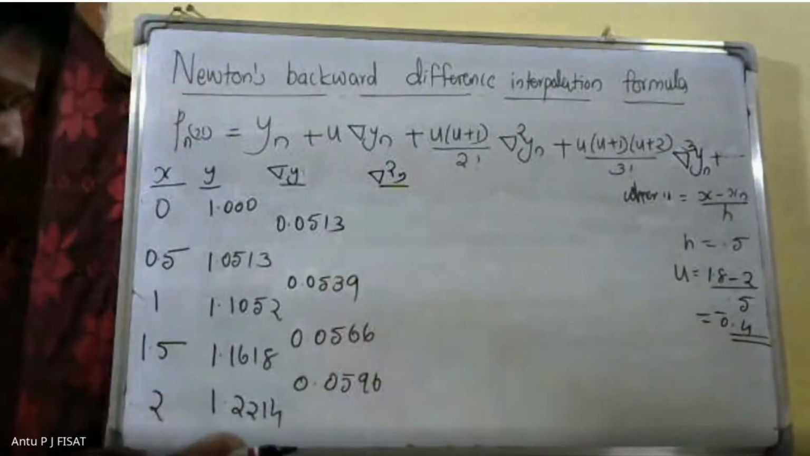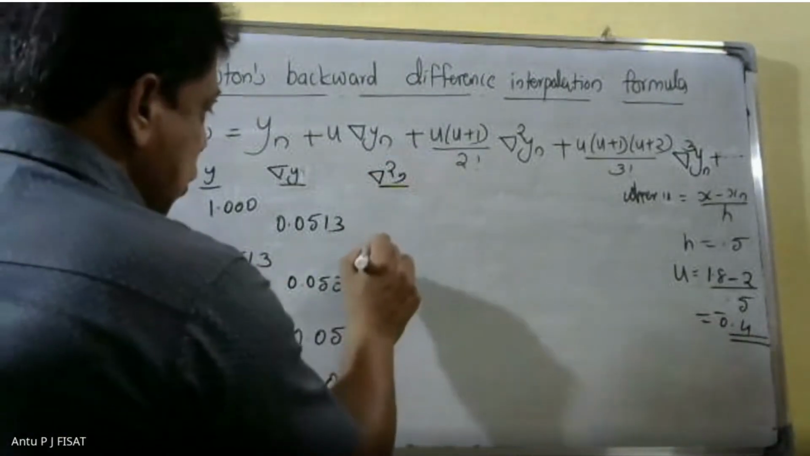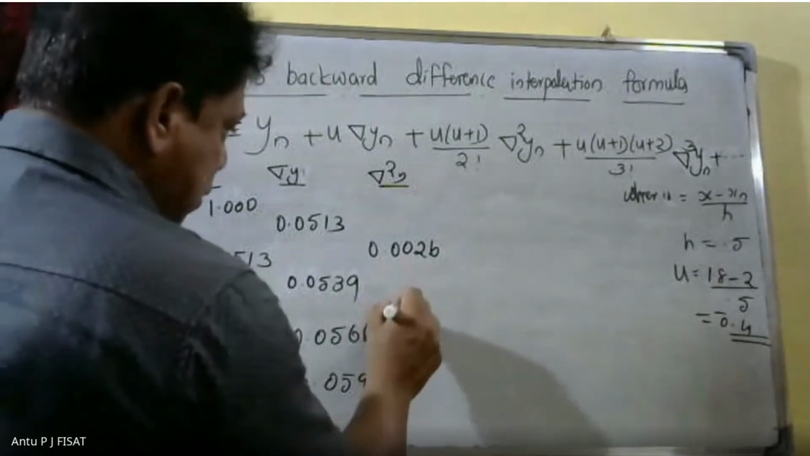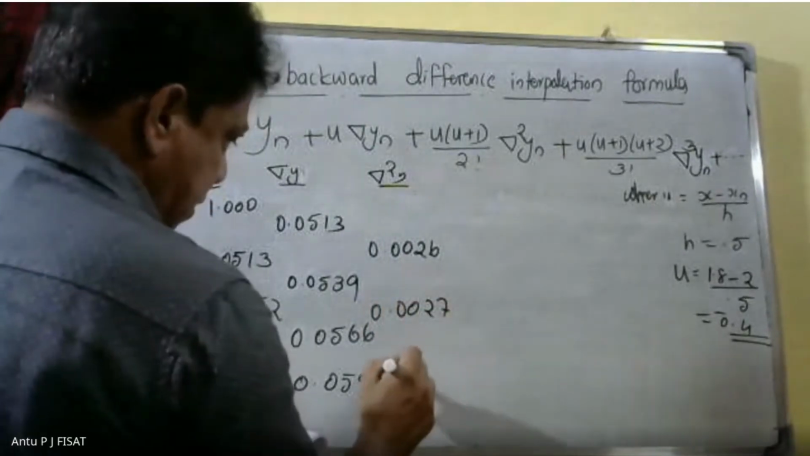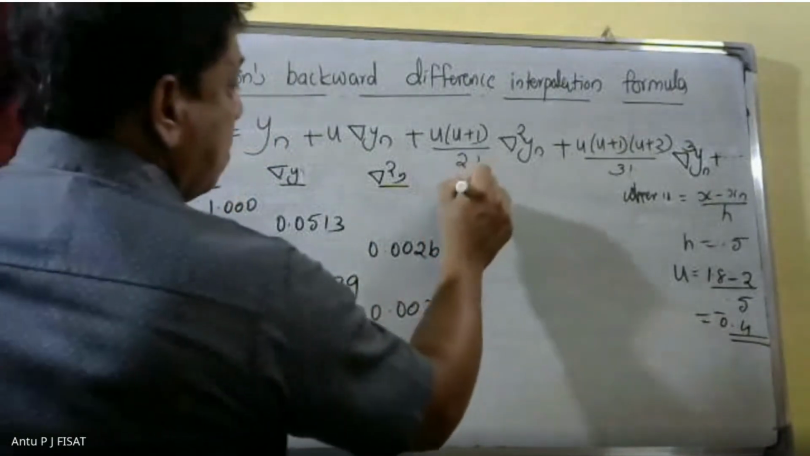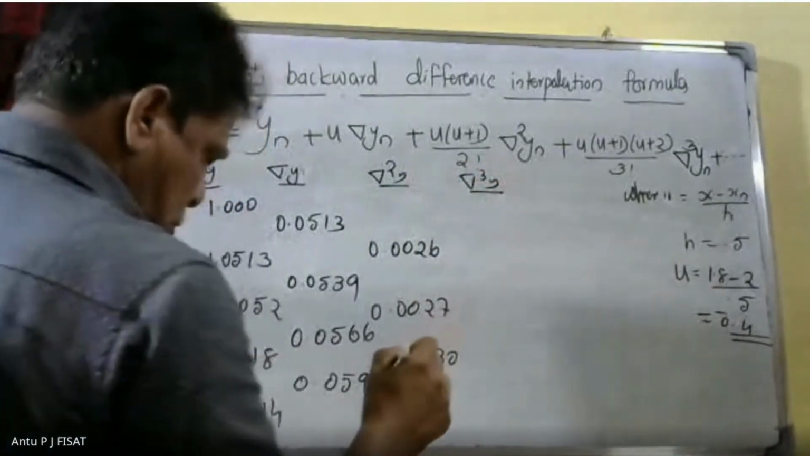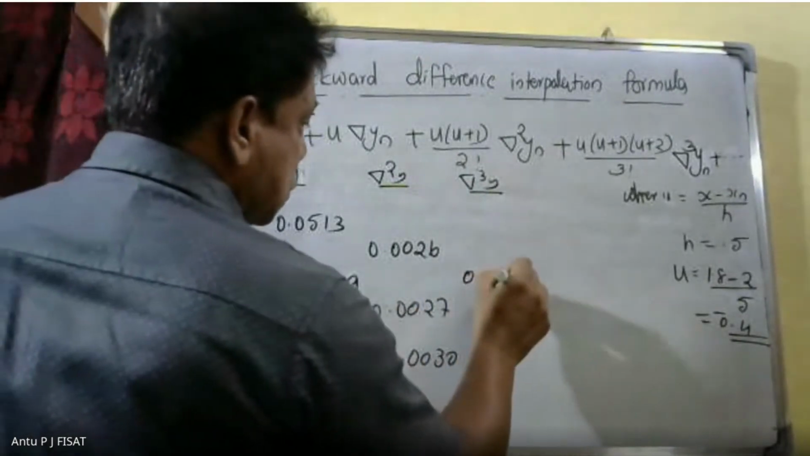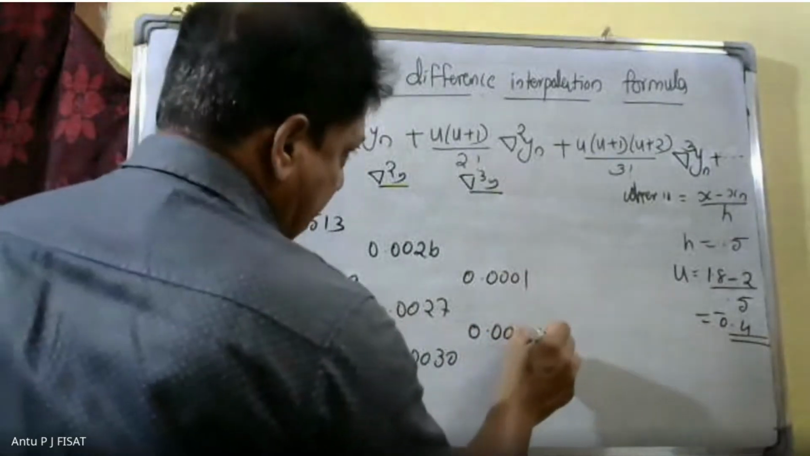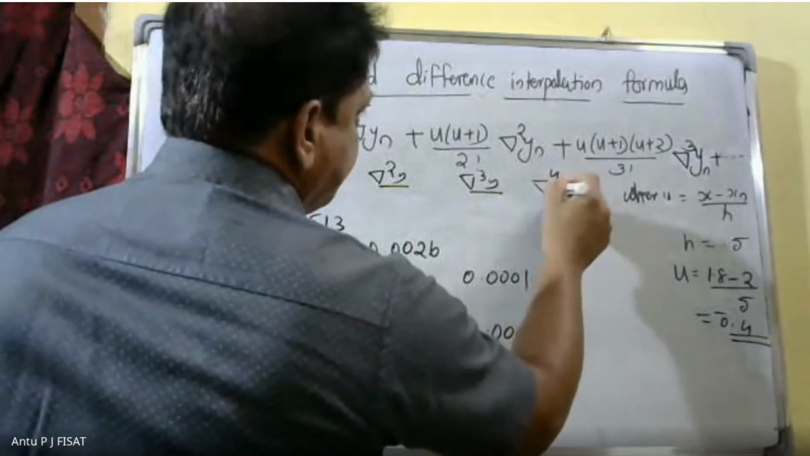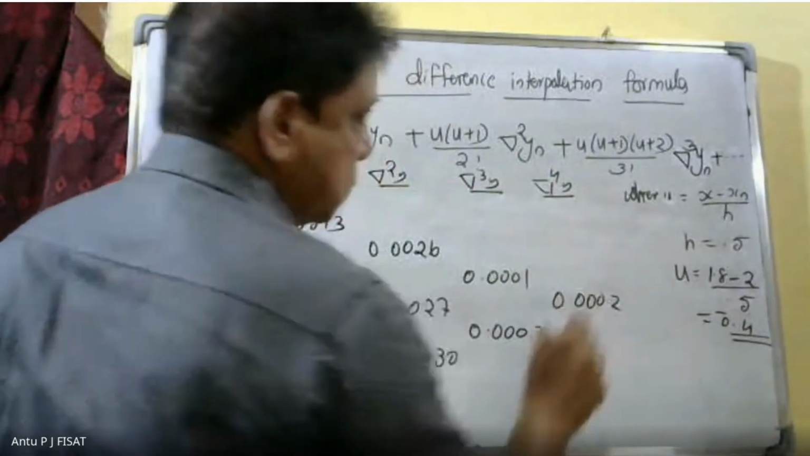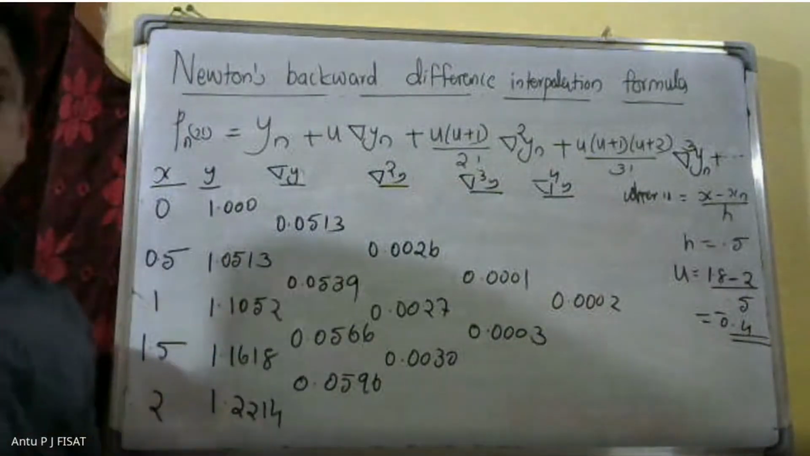Then the next column, del square y. Take the differences, we get 0.0026, 0.0027, 0.0030. Then the next column, del cubed y, is equal to 0.001, 0.003. Then del raised to 4 y is equal to 0.002.